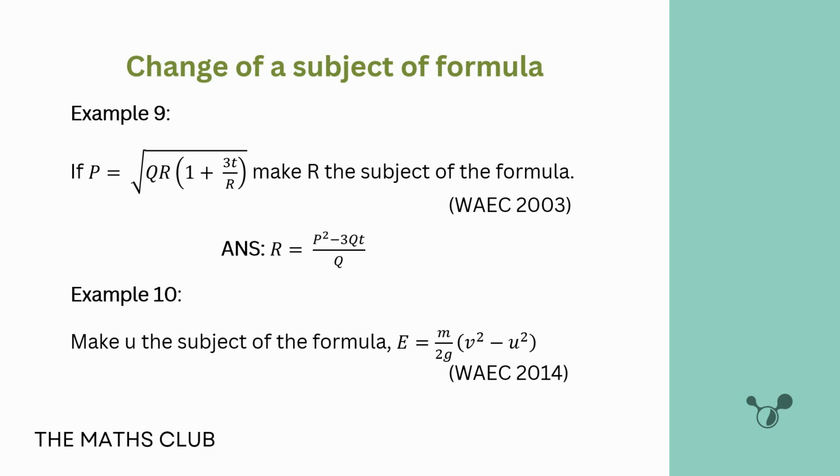Example 10 says that we should make m the subject of the formula where E is equal to m over 2g open brackets v squared minus u squared. This is taken from WAEC 2014. So I want you to pause the video and try this out yourself.